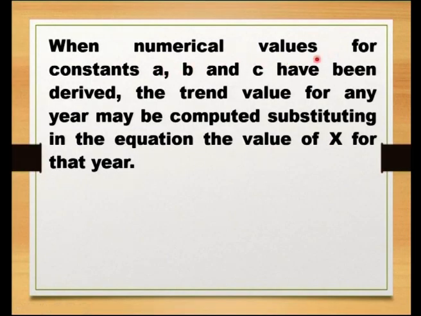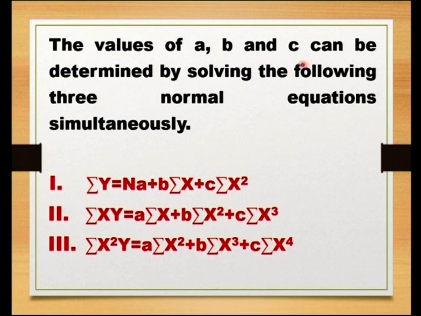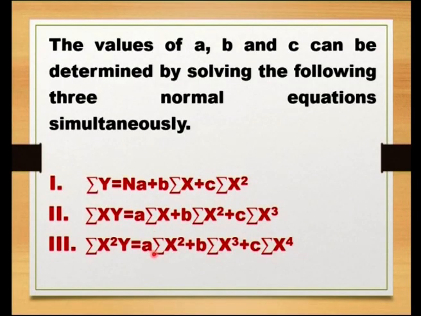3 equations solved give you the values of a, b and c. When numerical values for constants a, b and c have been derived, the trend value for any year may be computed by substituting in the equation the value of x for that particular year. The values of a, b, c can be determined by solving the following 3 normal equations simultaneously. As discussed, the first normal equation is obtained by taking the summation as it is with the second degree parabola. The second equation is obtained by taking the summation after multiplying the parabolic equation with x. The third equation is obtained by taking the summation after multiplying the parabolic equation with x square.